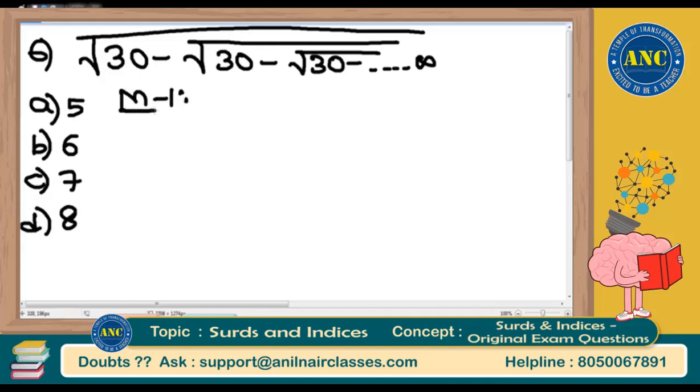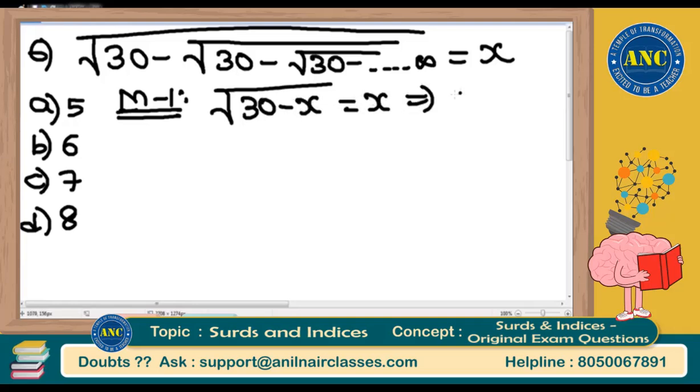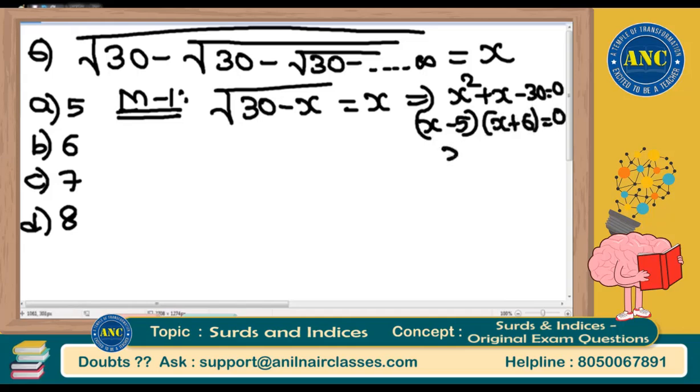Method 1. Again method 1, method 2, method 3. Method 1: the entire thing I will call x. So it is root of 30 minus x is x. So this becomes x square plus x minus 30 is equal to 0. So this is x minus 5 into x plus 6 is equal to 0. x cannot be minus 6. So x is 5. So the answer for this question is 5.